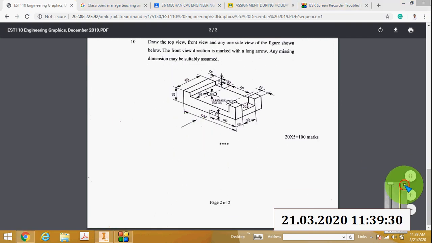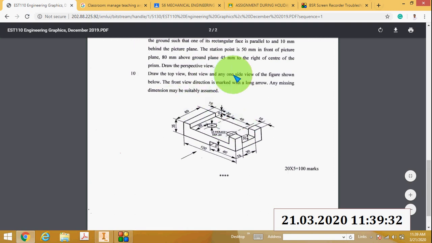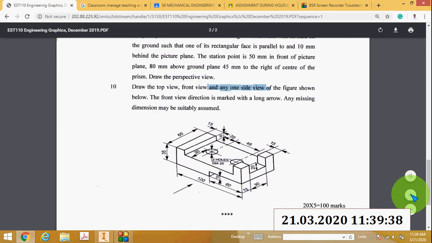So the question is, draw the top view, front view and any one side view of the figure. So this is the figure shown below. This is the 3D image of a machine component. Our aim is to draw the top view, then front view and any one side view. The front view direction is marked with a long arrow. So here in this figure you can see an arrow. So this is the front view direction.